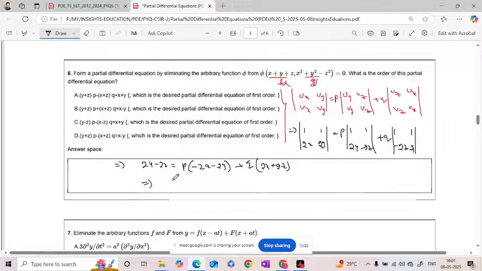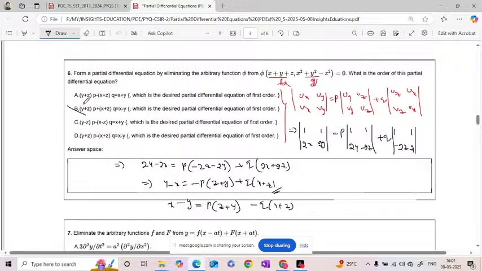That means here the 2 cancel, y minus x is equal to minus p into z plus y plus q into x plus z is the final result. Or after multiplying by minus 1, x minus y is equal to p into z plus y minus q into x plus z.